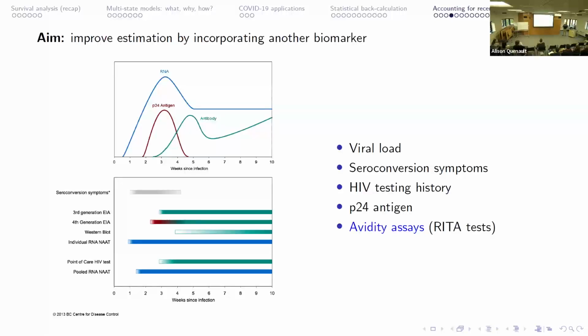So avidity is kind of binding strength. As the virus infects you, your system learns the virus and the antibodies get better at binding to the virus. So binding strength at the beginning is very weak, and then as the immune response develops, the binding strength gets stronger. And we can measure that using an avidity assay, which is also known as a RITA test. So RITA, you may have heard of, stands for recent infection testing algorithm. So it's a way of taking avidity assay results, trying to minimize some of the false recency.